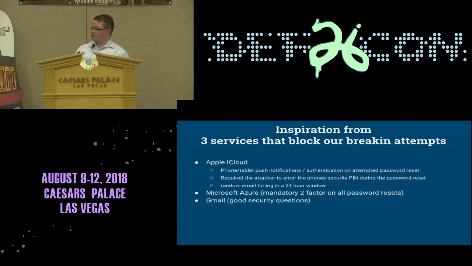So there were three services that we can take some inspiration from. They blocked the attacks, at least to some extent. Apple, right away, as soon as you try and reset a password, it puts a push notification on the person's phone. If the phone's offline and you can't get it back online quickly, Apple will give you an option to send you an email at a random time within the next 24 hours.